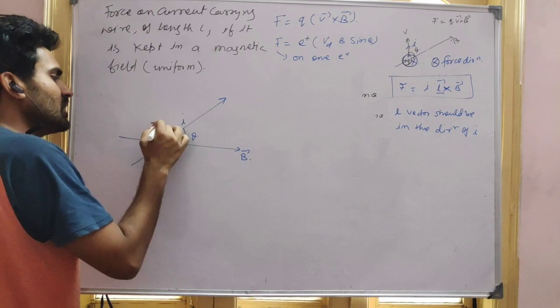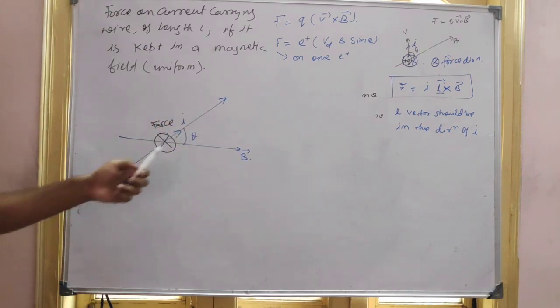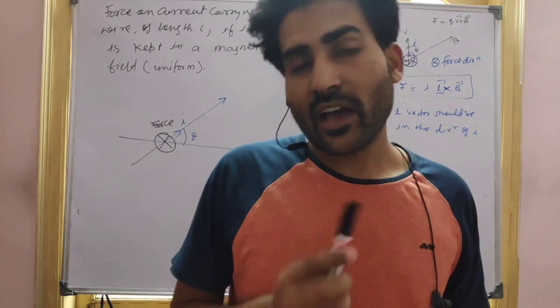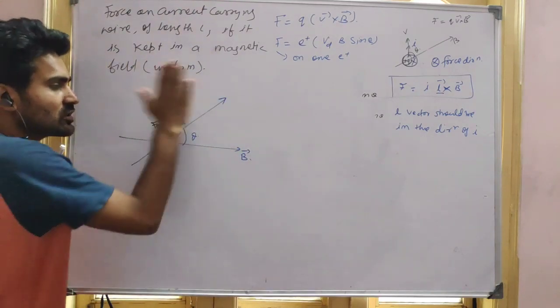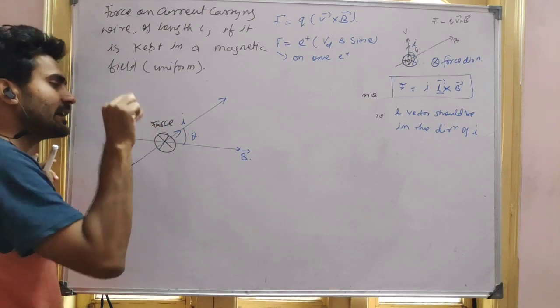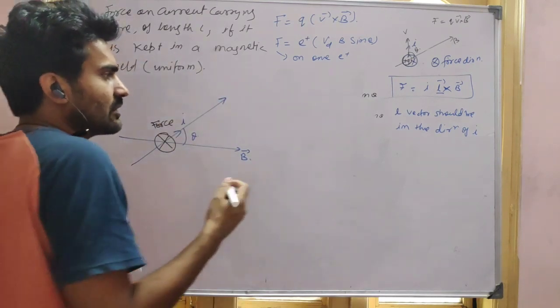So this is the force. Mind it, guys, whenever you see any two vectors I and B, the force will obviously be perpendicular to both I and B. So you should understand, if both are in the same plane, then obviously the force will be either outward or inward, because they are in this plane. Let's take one more example so that it will be clear.